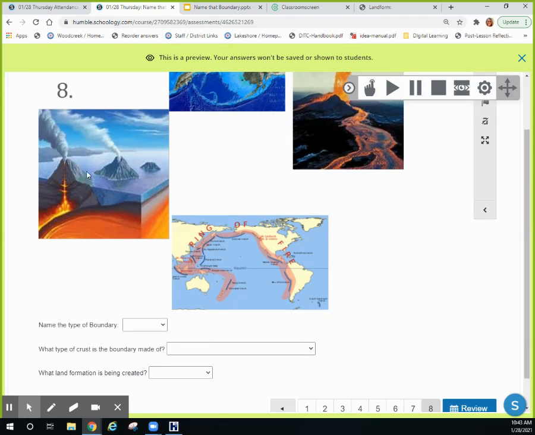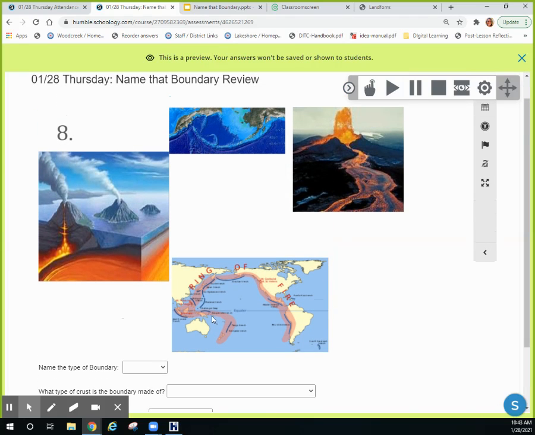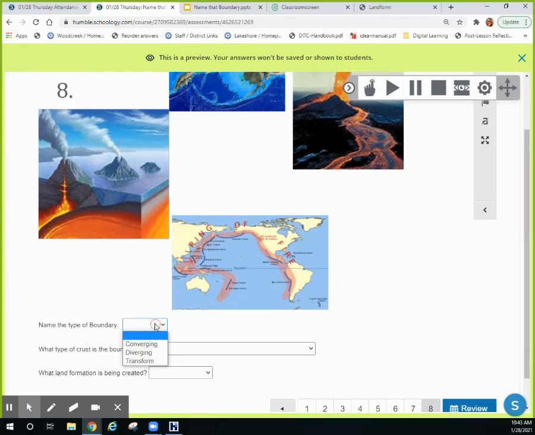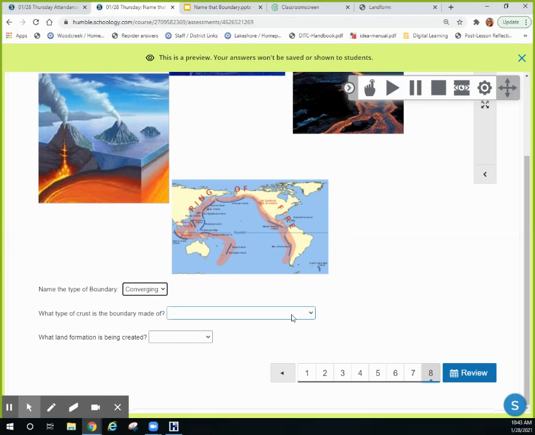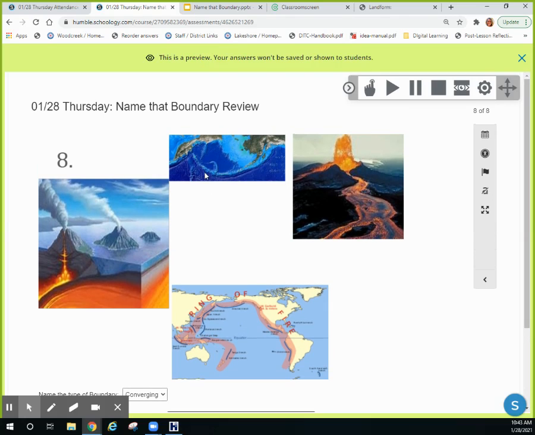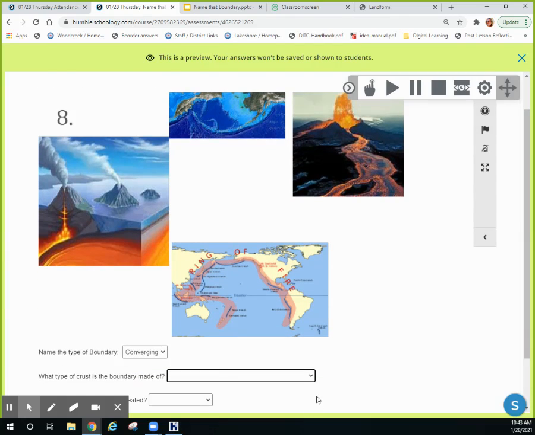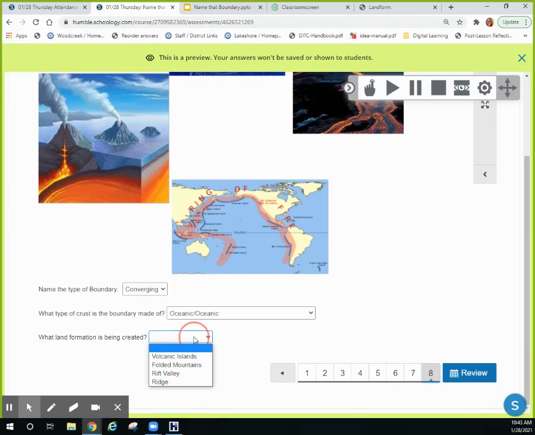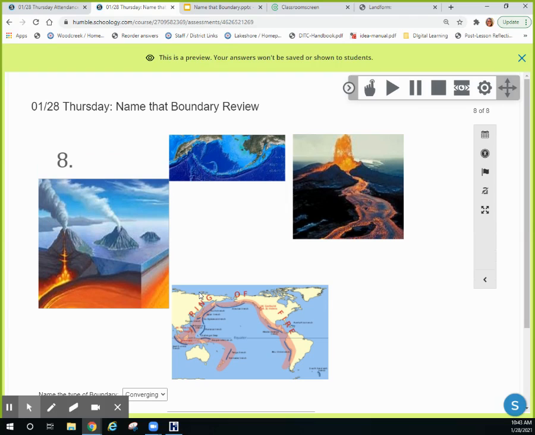So when we think about what forms volcanic islands and the Ring of Fire, we know it has to be some kind of converging boundary because subduction is what's responsible for these volcanoes. And the type of crust, if we look, it's all ocean. And if you look at these Aleutian Islands, it's all ocean. So we're going to say oceanic, and your land formation is volcanic islands. Okay, so I would practice this a couple of times to help prepare for your exam tomorrow.